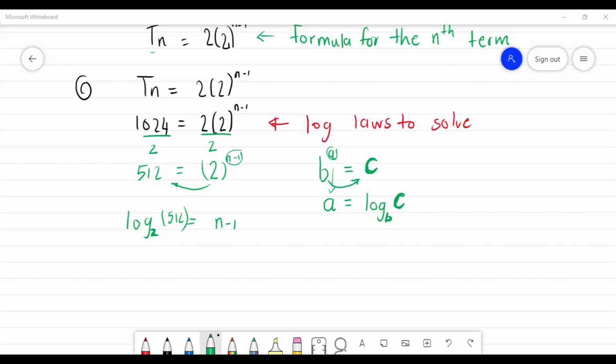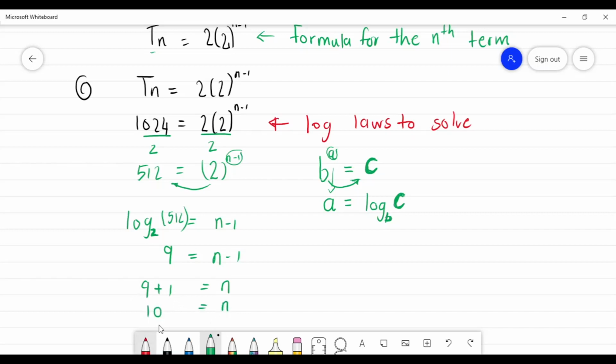Okay, so the log base 2 of 512 is equal to what? You simply just punch it into your calculator. Log base 2 of 512 is equal to 9, and that is equal to n minus 1. And you simply just solve for n. n plus 1, therefore n is equal to 10.